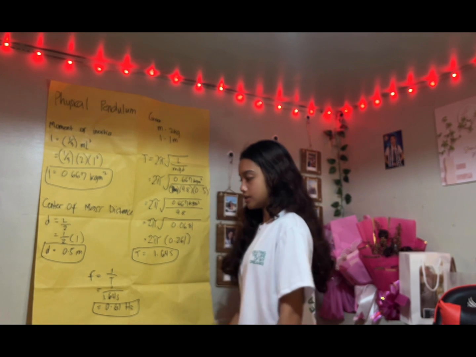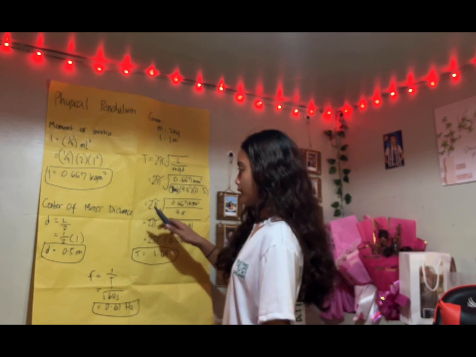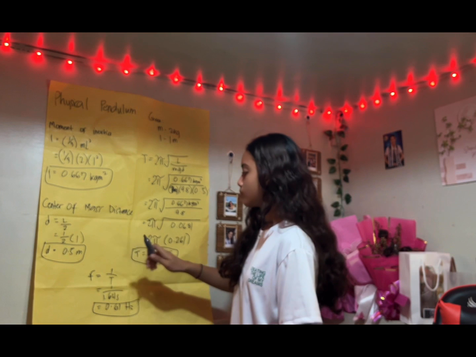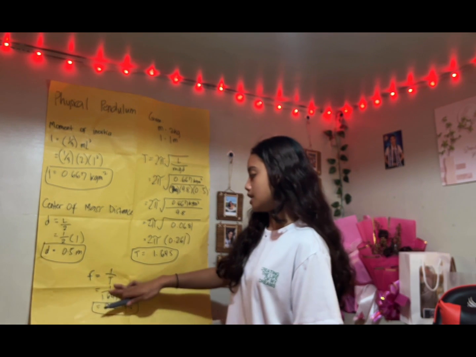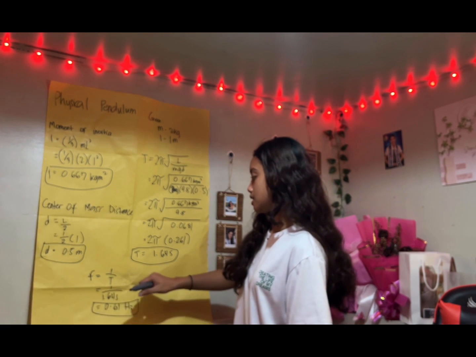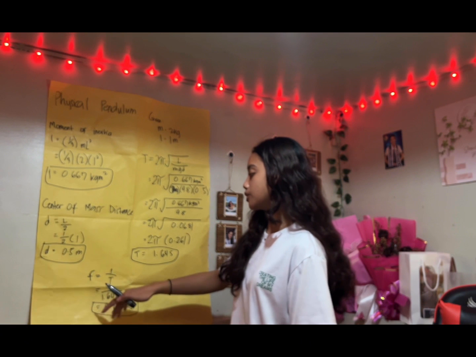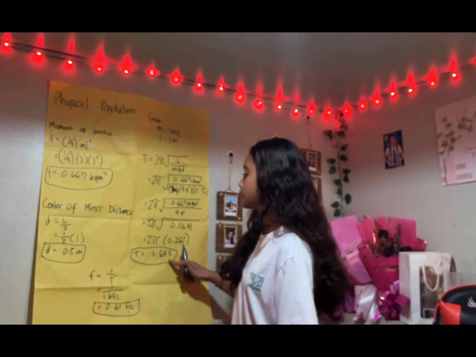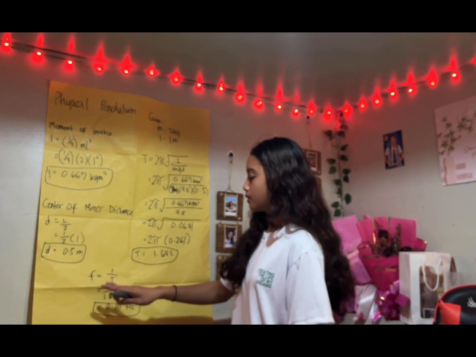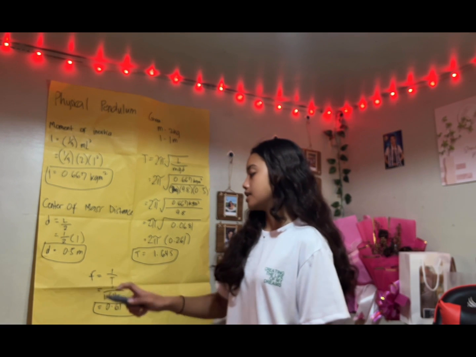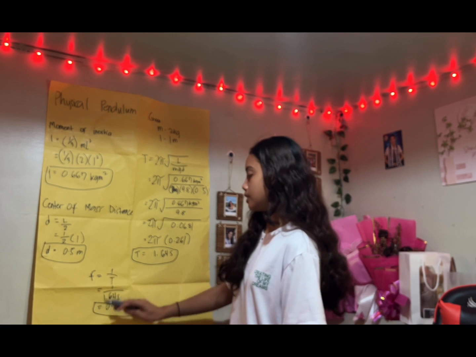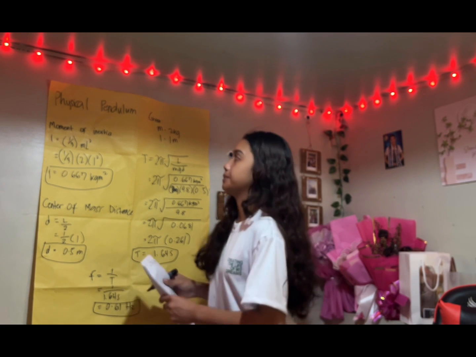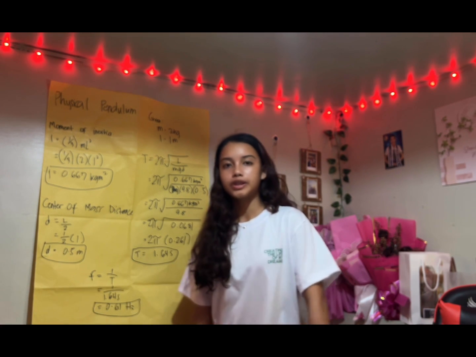So let's go to our frequency. f is 1 over T, which is 1 over 1.64, because our period is 1.64 seconds. 1 over 1.64 is equal to 0.61 hertz. That's all for the physical pendulum. Hope you understand.